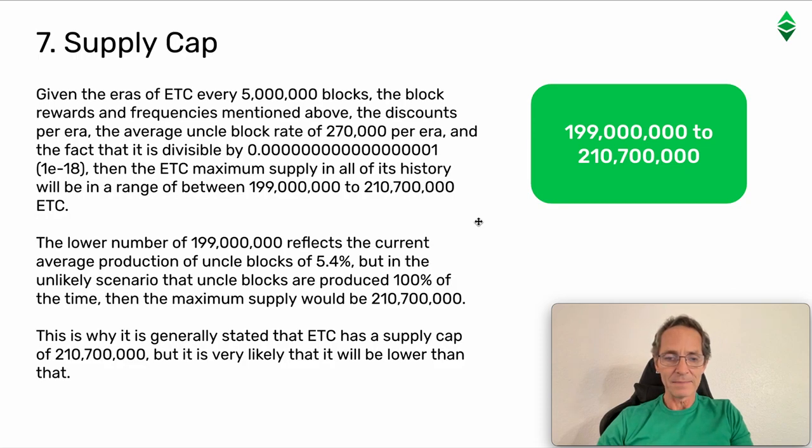But in the unlikely scenario that uncle blocks are produced 100% of the time, then the maximum supply would be 210,700,000. This is why it is generally stated that ETC has a supply cap of 210,700,000, but it's very likely that it will be lower than that.